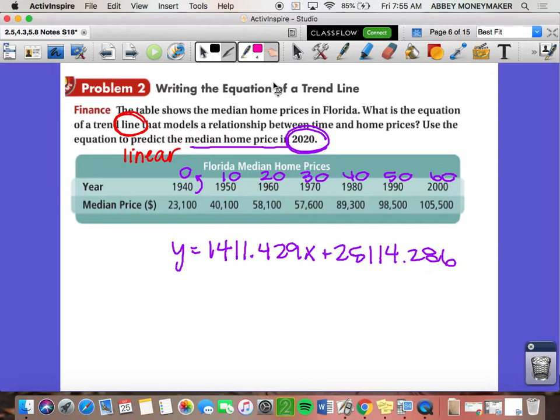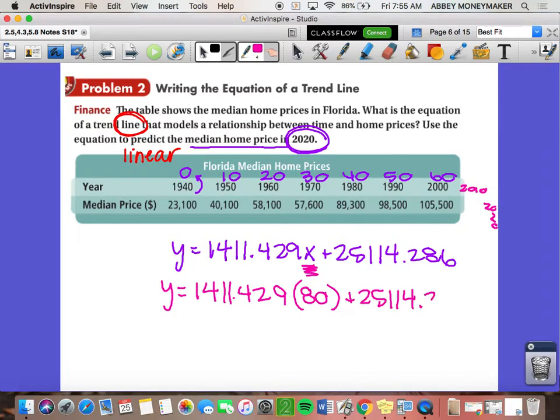2020 would be the year, right? So I got like 2010 and then 2020. So instead of plugging in 2020 for my X, I need to plug in, what would 2020 be from 1940? That would be 80 years, right? So all we're going to do is plug in 80 for X, and let's see what that gives us. And that'll be our prediction.